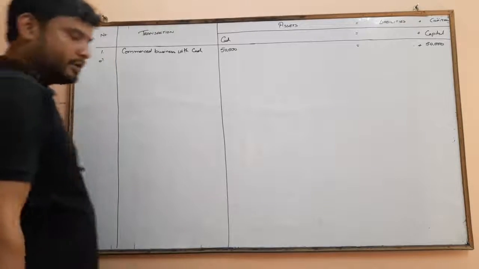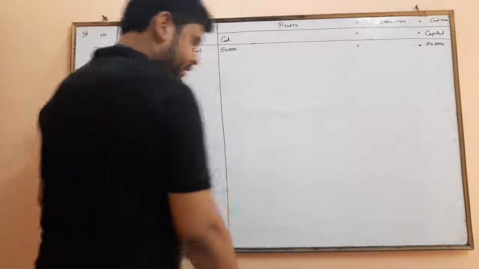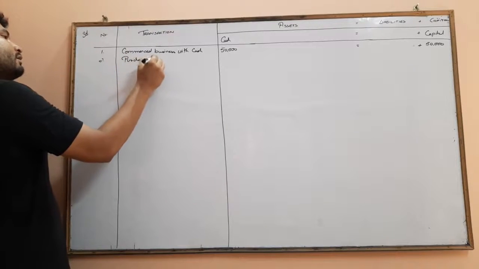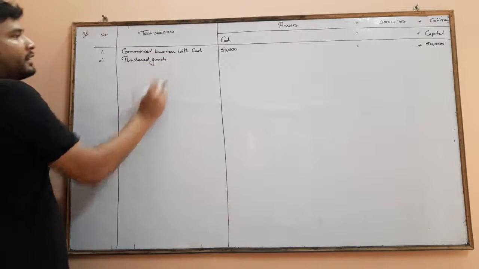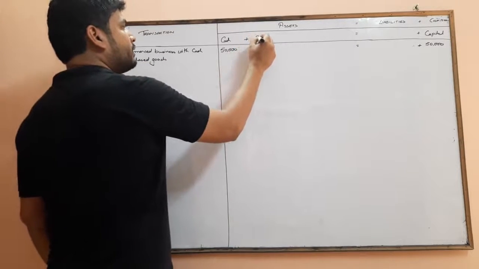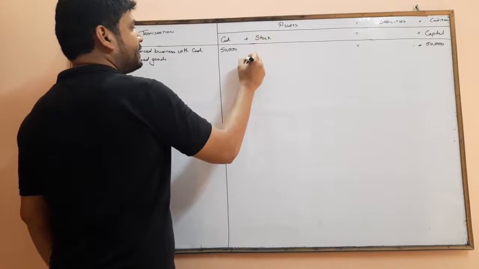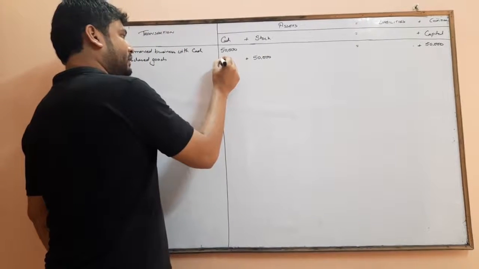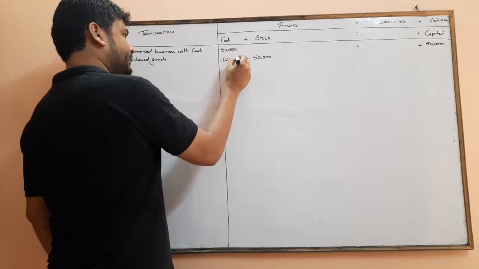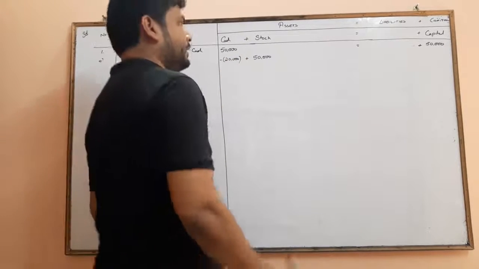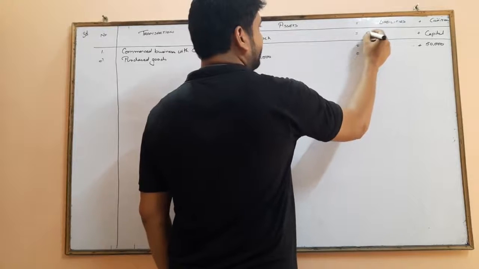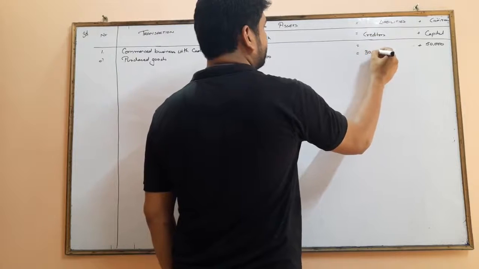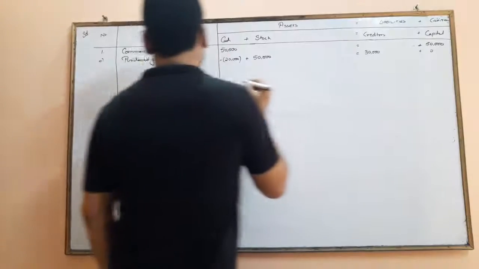Point number 2. Purchase goods for cash rupees 20,000 and on credit rupees 30,000. Now he's purchasing goods in cash as well as in the form of credit. So how much goods has he bought? 20 plus 30, that is 50,000. Now out of this 50,000, he has purchased 20,000 in the form of cash, so minus 20,000 from cash, and 30,000 in the form of credit. So he has taken a liability in the form of creditors, that is rupees 30,000. This is how this transaction will be done.